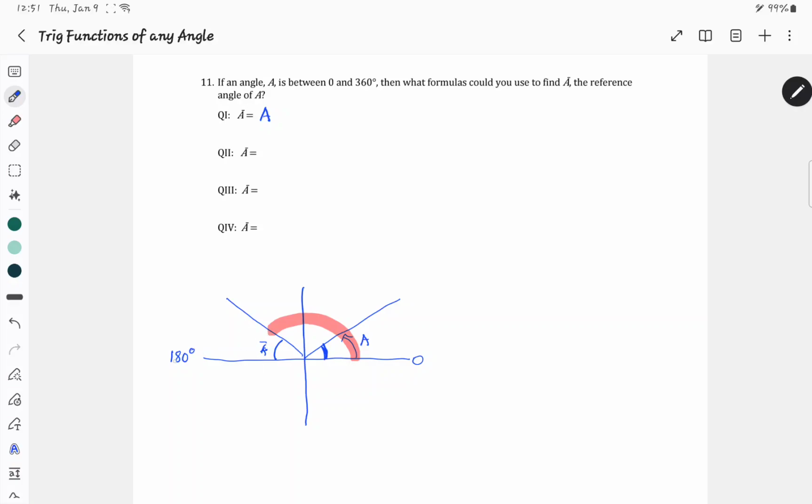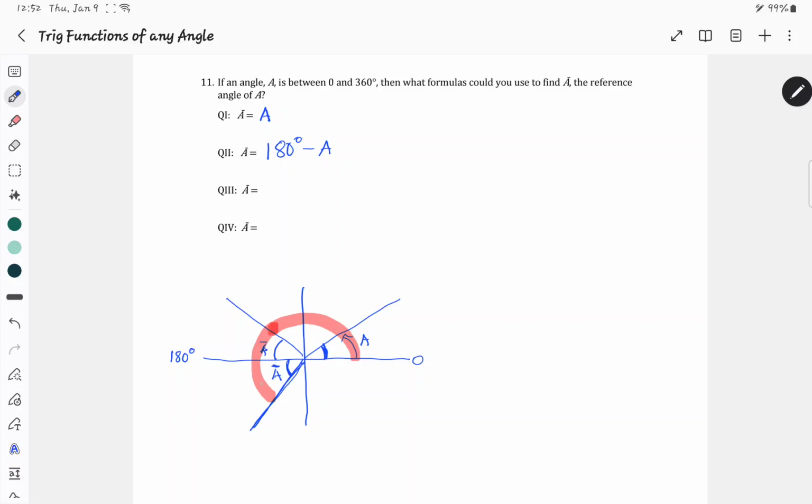So we could take just the whole half circle, 180 minus that original red angle A. So this is going to be 180 minus A. That gives us the leftover, A bar, that we are just short of getting to the 180. If our angle were in quadrant 3, so if our angle went all the way around, say to here, quadrant 3, let's put in a terminal side somewhere there. Now this is my A bar right here, my reference angle for A.